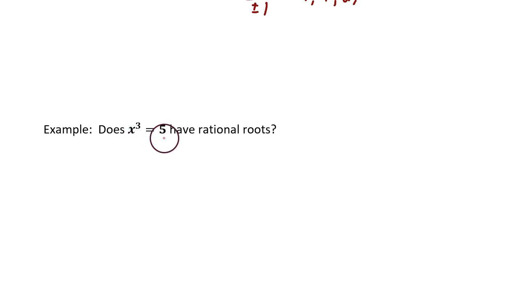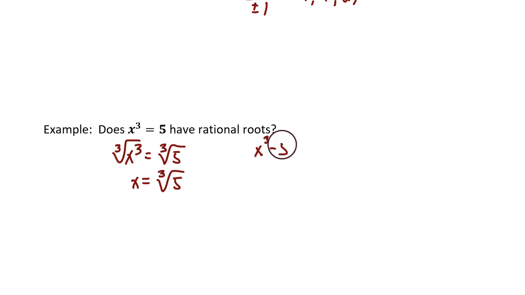Another number from earlier that we wondered if it was rational or irrational was the cube root of 5. We said that the cube root of 5 would be a solution to this equation, because to solve it, you could take the cube root of both sides. The cube root of x cubed is x. So x equals the cube root of 5. But is this rational or irrational? Let's rewrite this equation in standard form by getting a 0 on the right side.